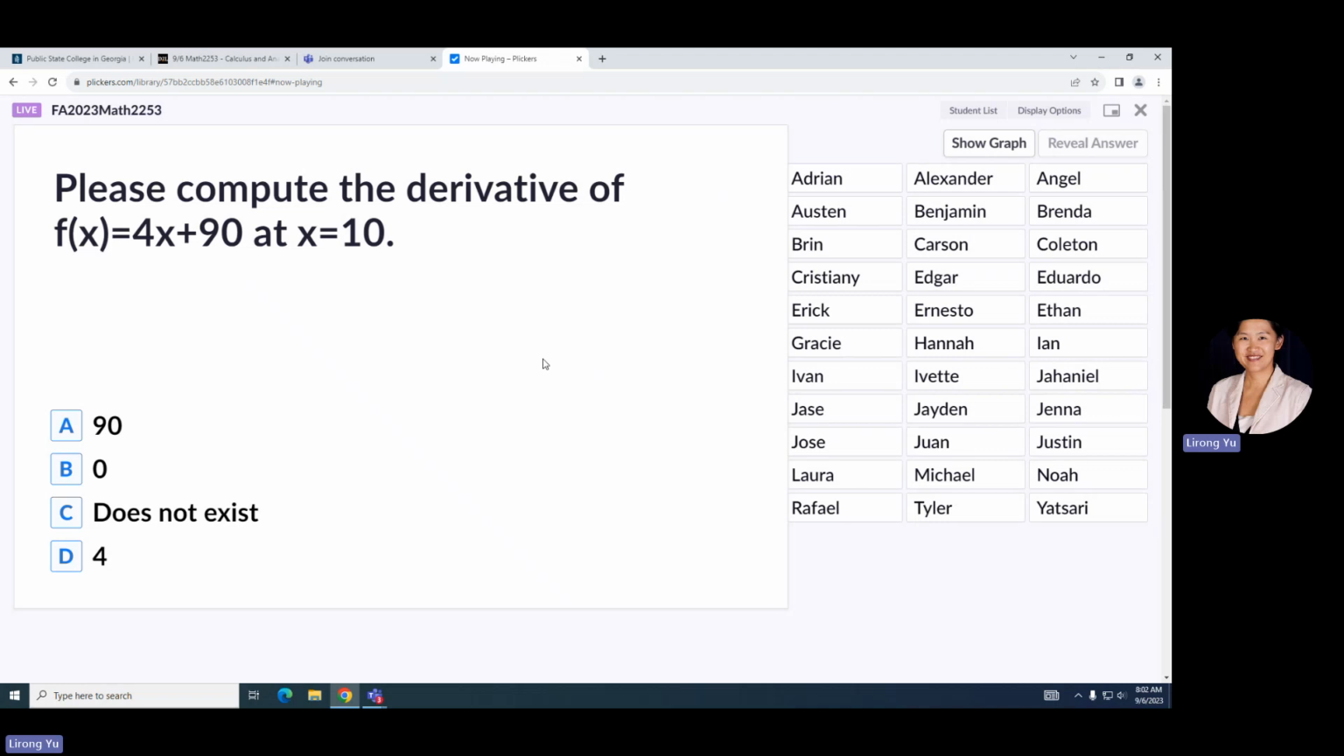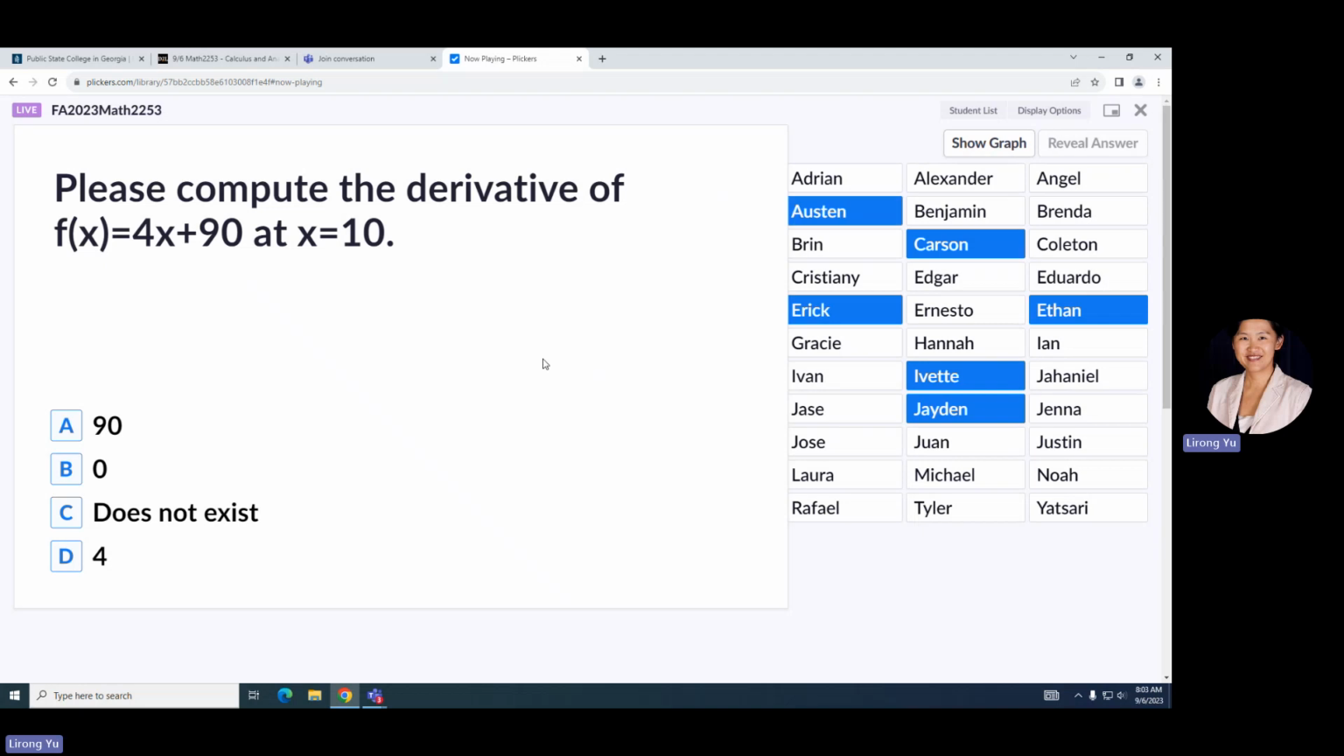So let's say you get 4x plus 90. What is the slope? You can also use the limit definition to calculate the derivative, but you should get the same answer as you would find as the slope of the line, the slope of the function.